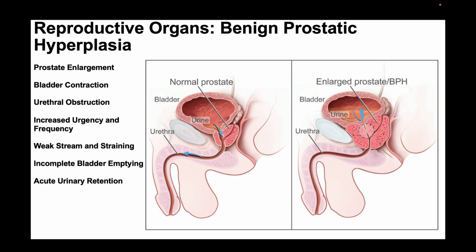Because of the obstruction, the bladder might not empty completely, leading to residual urine. This can increase the risk of urinary tract infections and bladder stones. In severe cases, the obstruction can lead to acute urinary retention, where the individual is unable to urinate at all, requiring medical intervention. BPH can significantly impact urinary function, leading to discomfort and other complications if not managed appropriately.